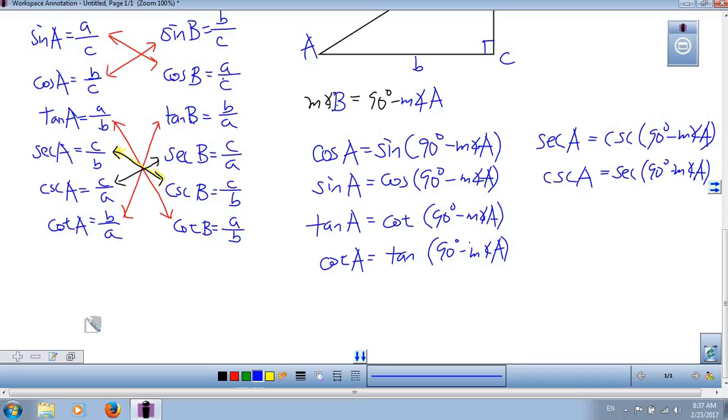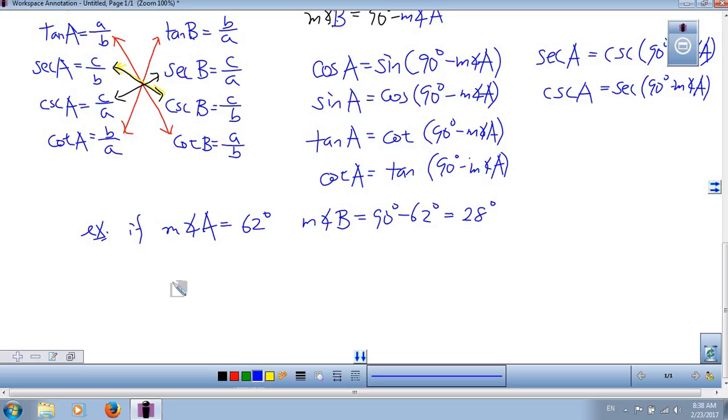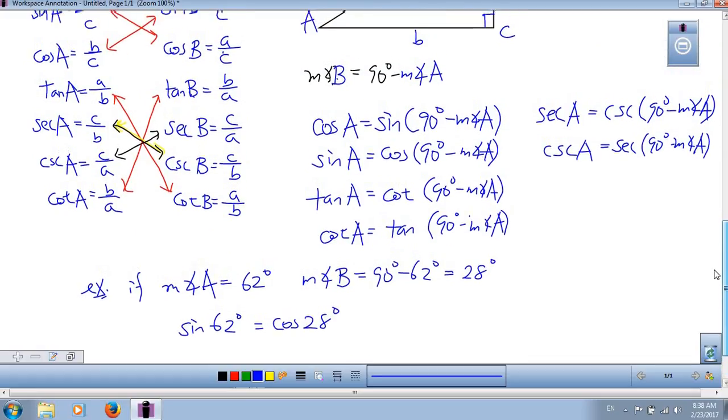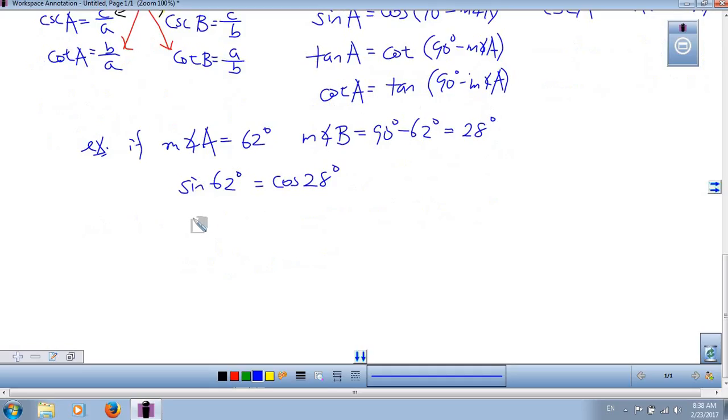All right, so for example, if angle A is equal to 62 degrees, that means the measurement of angle B will be equal to 90 degrees minus 62 degrees, which gives us 28 degrees, right? So 62 degrees, 28 degrees. I don't need to know what the sine value is exactly, but I know sine of 62 will be equal to cosine of 28 because they are cofunctions and they are complementary angles. So cofunctions work with complementary angles.